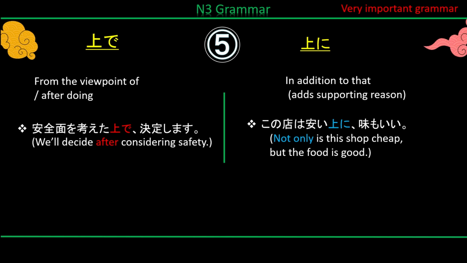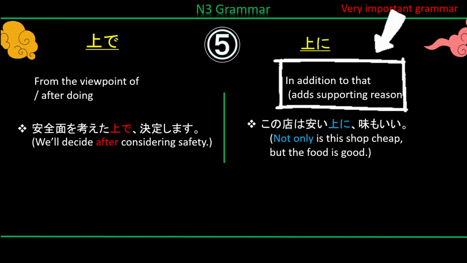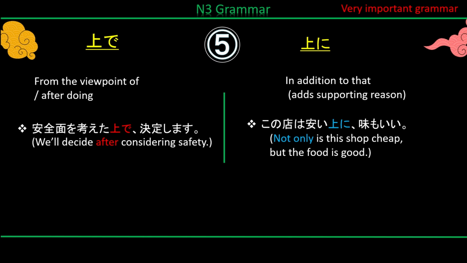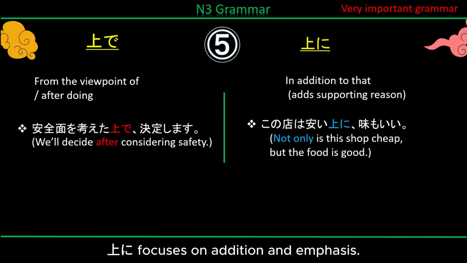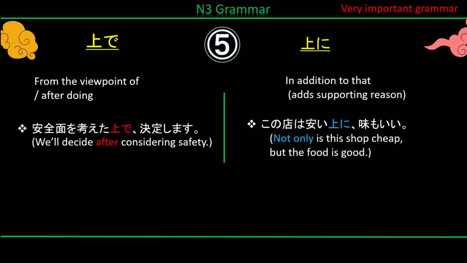Now うえに has a completely different role. It means in addition to that, and is used to add supporting information that strengthens the previous statement. So while うえで focuses on process or condition, うえに focuses on addition and emphasis. Let's understand this clearly with examples. First example with うえで. 安全面を考えたうえで決定します. This means we will decide after considering safety. Here うえで shows that considering safety comes first and making the decision happens after that.